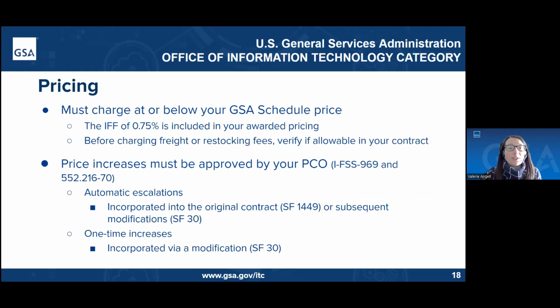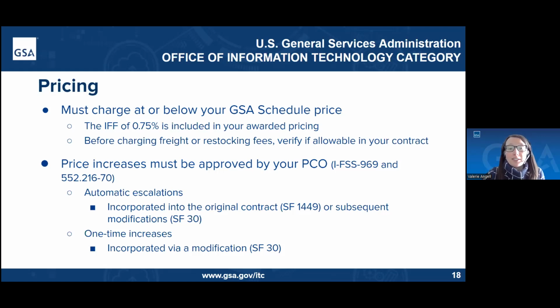All right, let's move on to pricing. Your GSA contract is awarded with specific prices. However, you can always charge your GSA schedule customers a lower price than what's awarded on the schedule contract, but you can never charge a higher price than your awarded schedule contract prices for your schedule customers. The IFF stands for Industrial Funding Fee, and it is 0.75%.